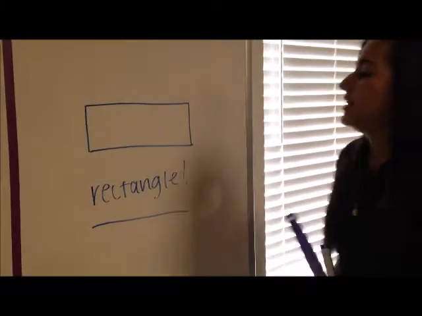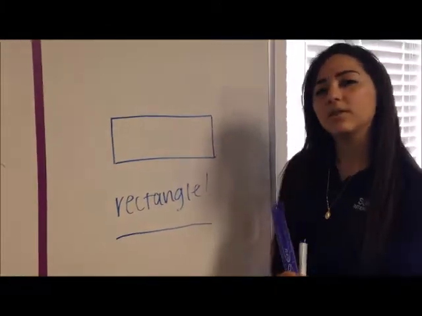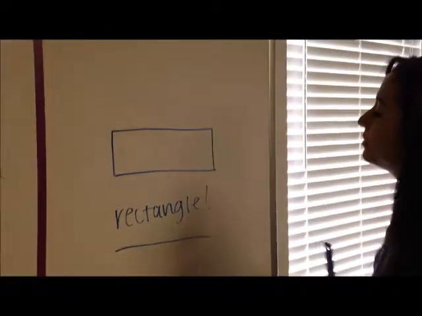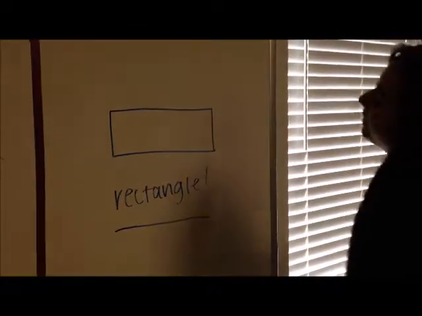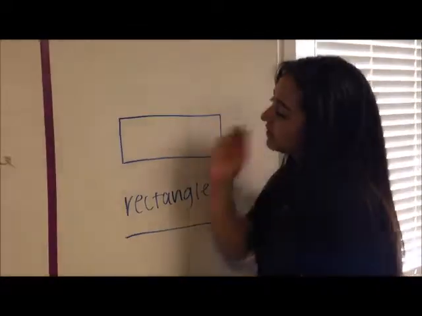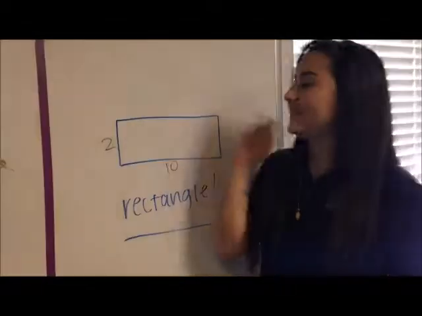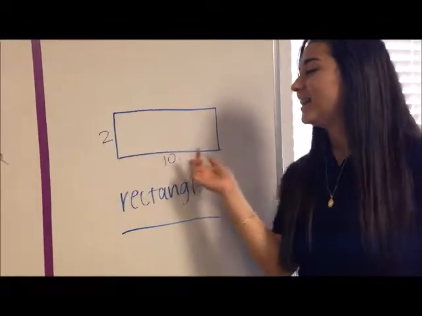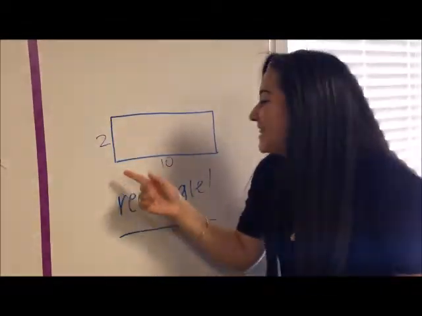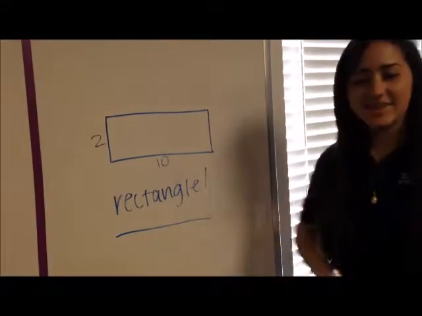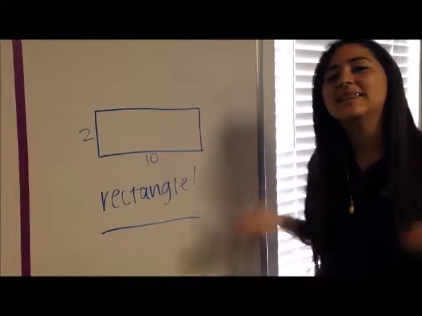For number 8, we had to do a rectangle. And so I drew a rectangle here, and then what I had to do is length times width. So 2 times 10. So then I multiply the length times the width, and I get 20. So the area is 20.